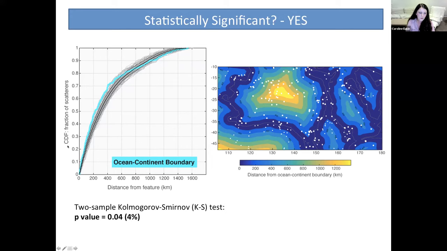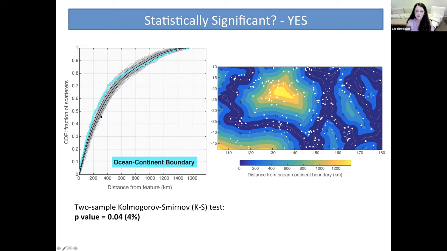So on the left here, we're plotting the cumulative distribution function, or CDF for short, of all the scatterers, their distance, so the minimum distance of each scatterer to the ocean continent boundary. So that's this thick cyan line here. And you can also think of that in map form on the right. The dashed gray line is the ocean continent boundary, and then the different colors represent different bands or zones of distance from that boundary. And you're looking at, are you within 200 kilometers? Are you within 400 kilometers, 600 kilometers, et cetera?